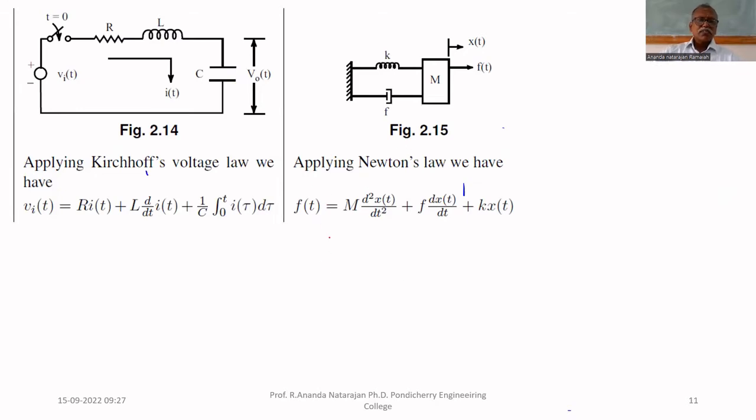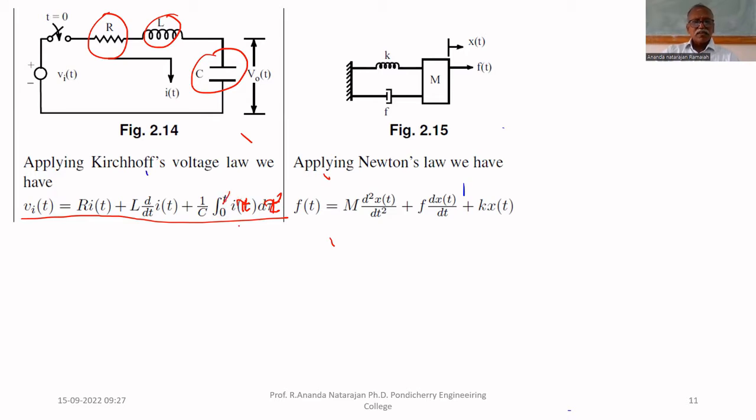For second order systems, take an RLC circuit. We have already seen that an RC circuit is a first order system. If you take an RLC circuit, with R, L, and C, then it is a second order system. If you write Kirchhoff's voltage law, what is that? v i of t equals R i of t plus L di by dt plus 1 upon C integral from 0 to t of i of tau d tau. Tau is correct because the limit is 0 to t; the dummy variable is tau.